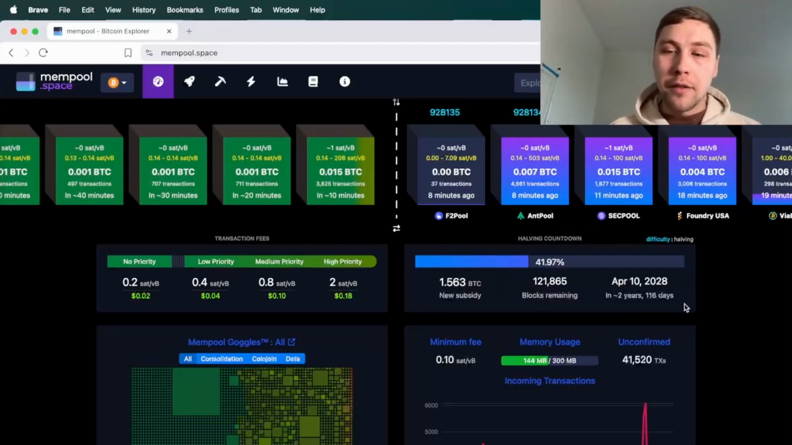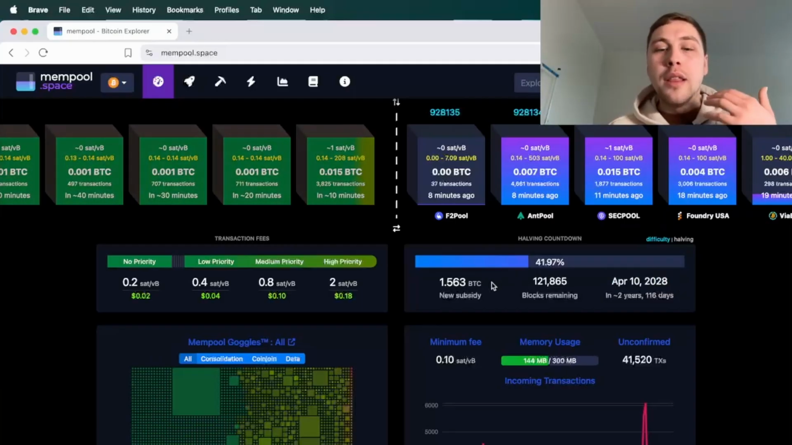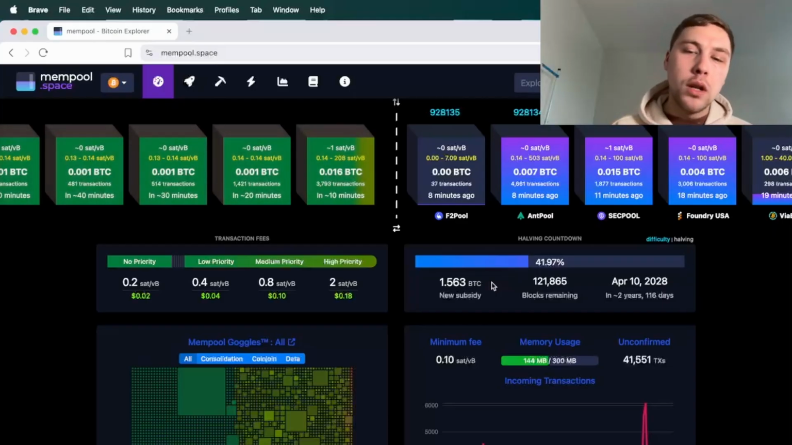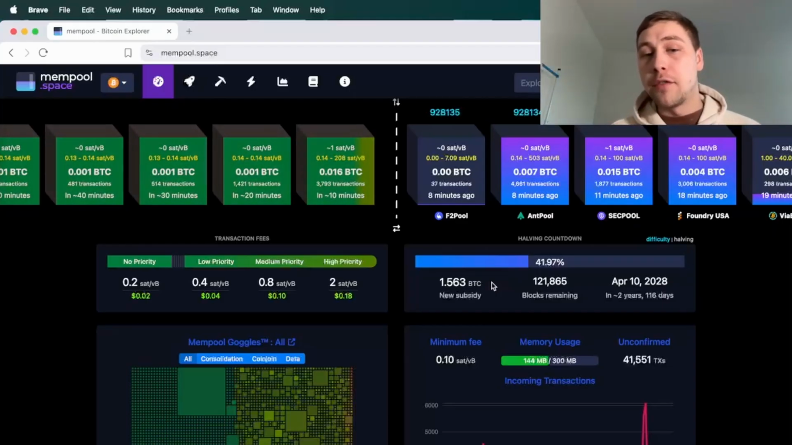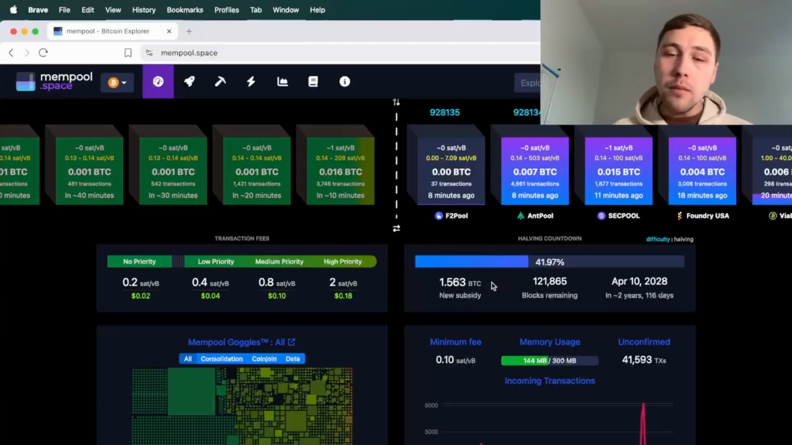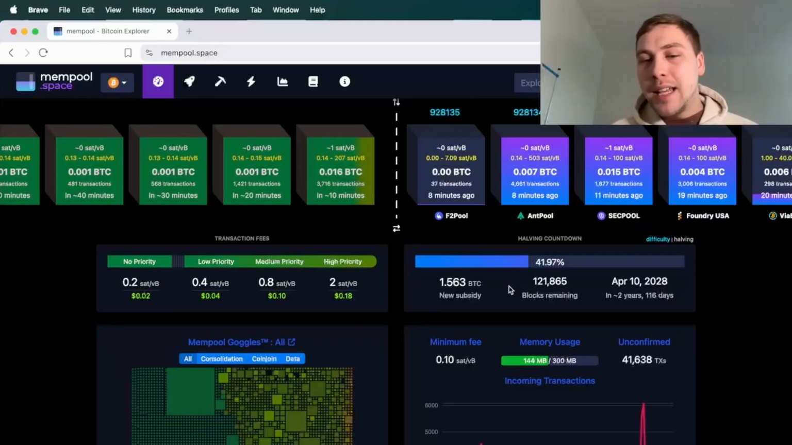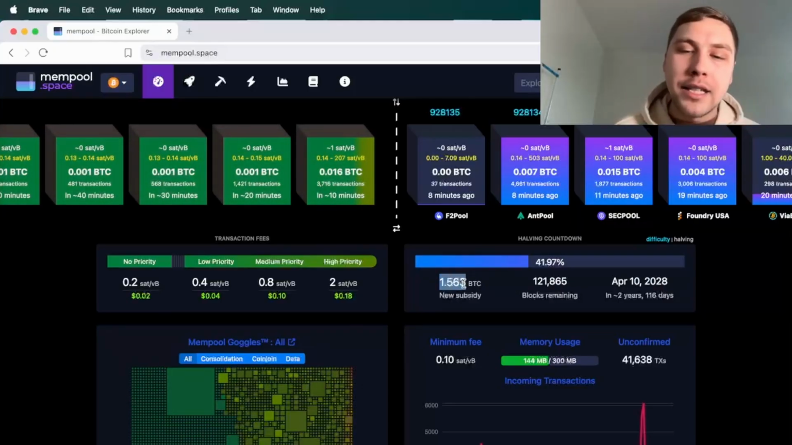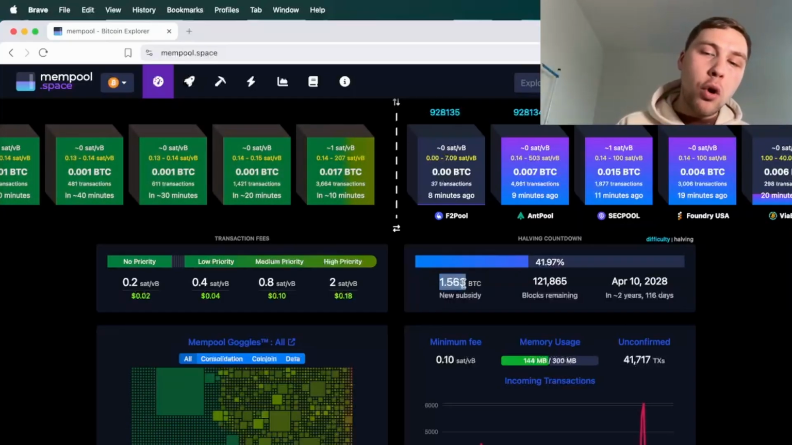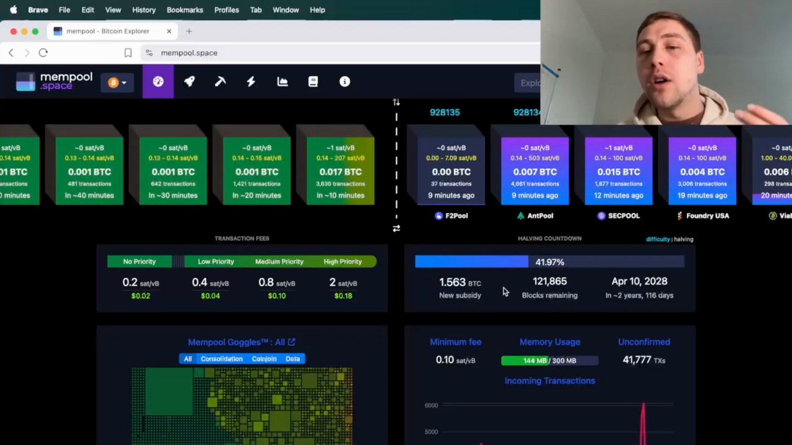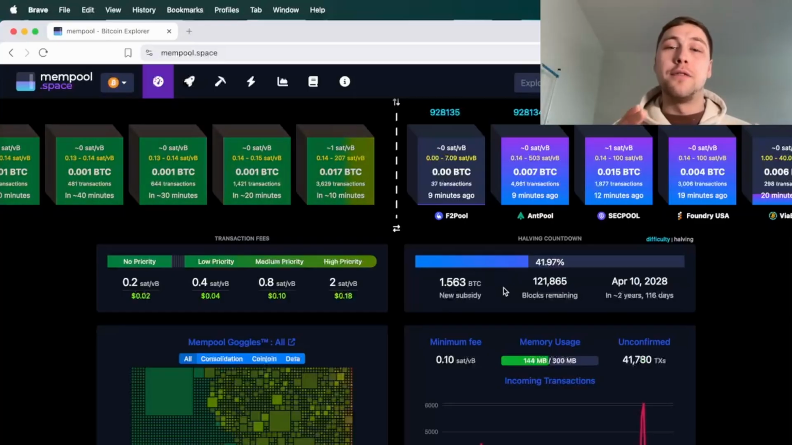And then after the halving, so after this date, the new subsidy will be 1.56 Bitcoin, as you can see over here. So after this date, it will be much harder to mine Bitcoin. You will put more energy in, you will put more electricity in, you will have to spend more on hardware, but you will get less in return. This is the beauty of why Bitcoin has the value that it has.